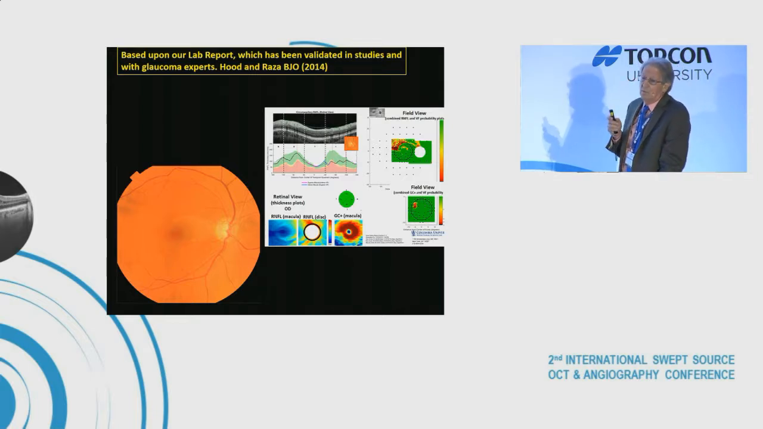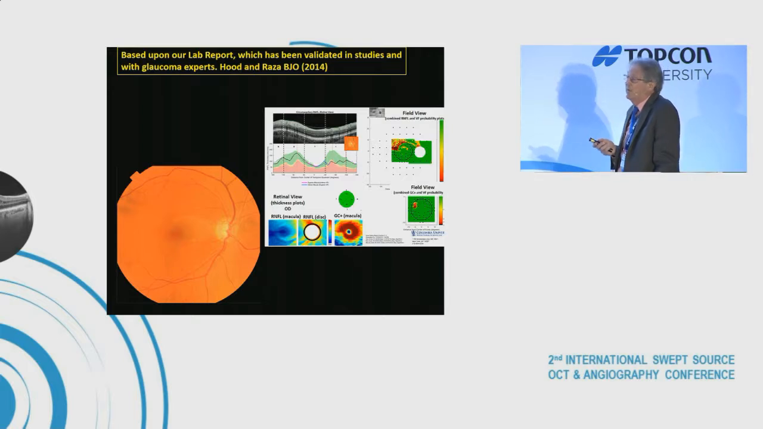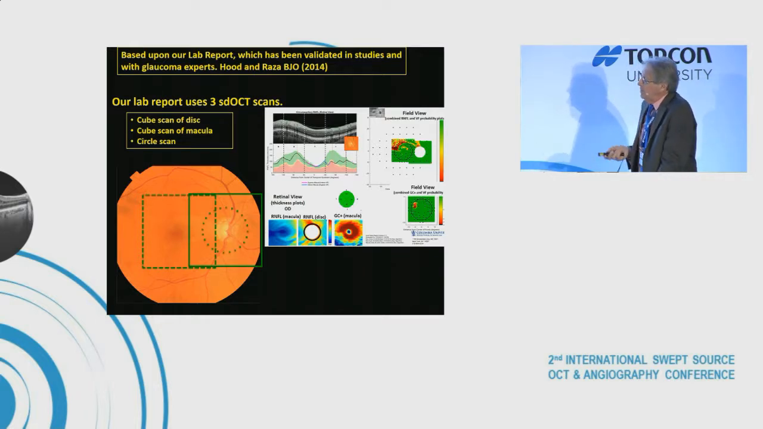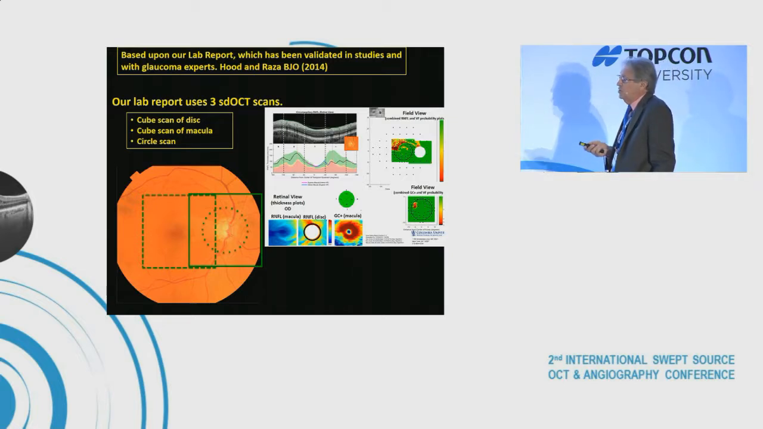All right, so the report I'm going to tell you about is based upon a lab report that we developed and published about in BJO, and that report actually required 3 scans. We had a scan of the disc so that we could look at the retinal nerve fiber layer there. We had a scan of the macula, and then we had a circle scan. And the criticism was, oh, that's too many scans, right? And from that, we produced this report.